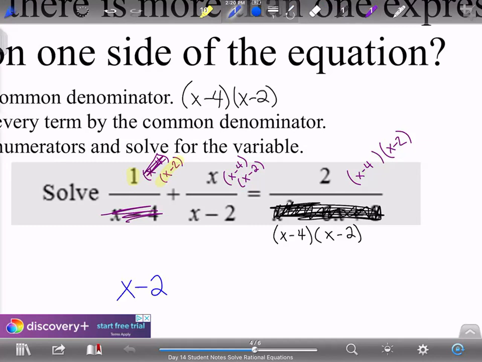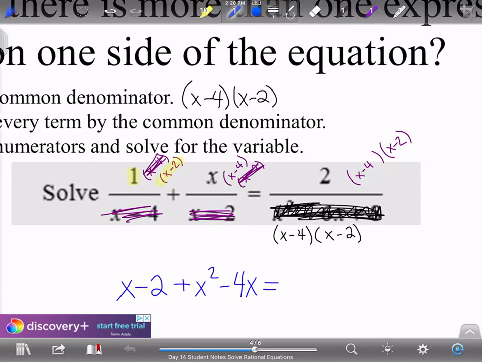For the second fraction, the x minus 2 is going to cancel with the x minus 2, and that's going to leave us with x times x minus 4. Well, that x is going to get multiplied by x to get x squared. The x is going to get multiplied by the minus 4 to get minus 4x. Bring your equal sign down.